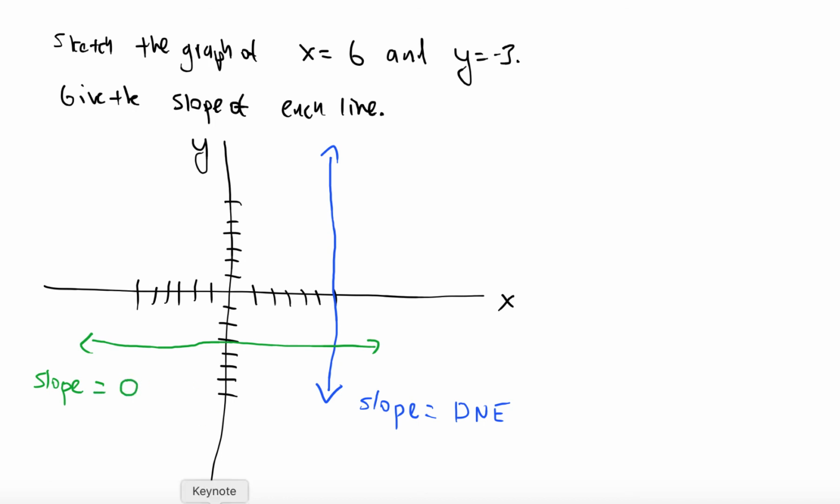Now I do want to point out that when we say 0 or nothing and does not exist in math, they sort of mean different things. So for a vertical line, you don't want to say the slope is nothing or 0. The more correct term to use would be does not exist. For a horizontal line, it is a number. The slope is equal to 0.